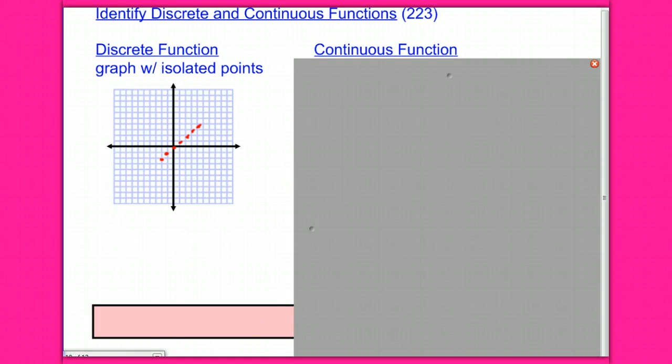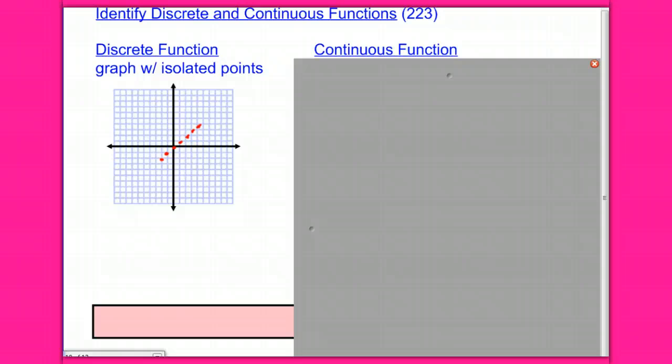Small? No, it doesn't have to do with small or large. Jimena. It doesn't have a line. It doesn't have lines. What does it have? It's the dots. Individual points. Good. There you go. A graph with isolated points.